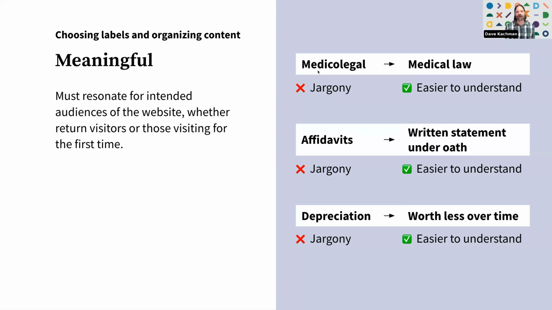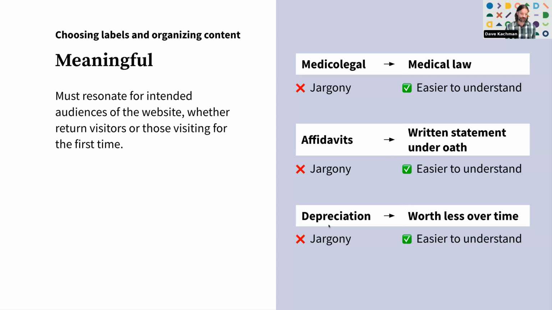Some examples here. I've seen references to medical legal, which is a very jargony term, which actually just means medical law. Something like that is a bit easier to understand. Affidavits in the legal space is really a written statement under oath. That kind of thing is a bit easier to understand than the term affidavits, even though it is the correct term. Another thing to keep in mind is when you're using industry-specific jargon, make sure to pair it with something a little bit simpler so that those visiting for the first time can understand the content.